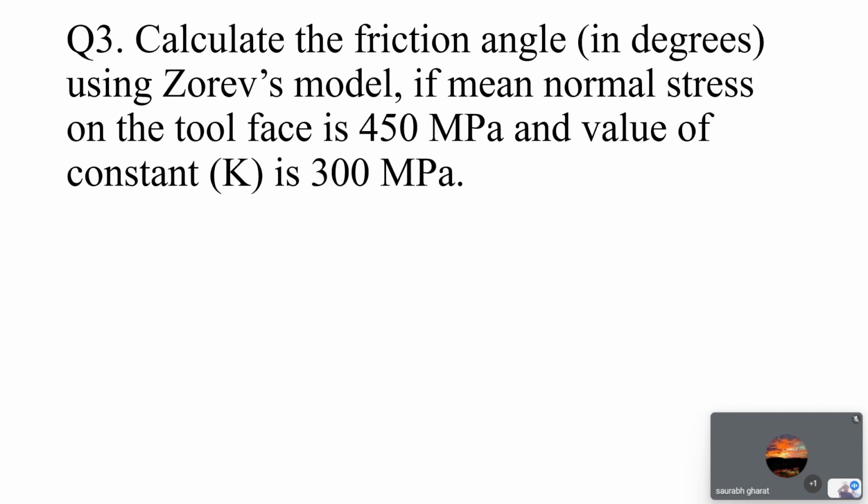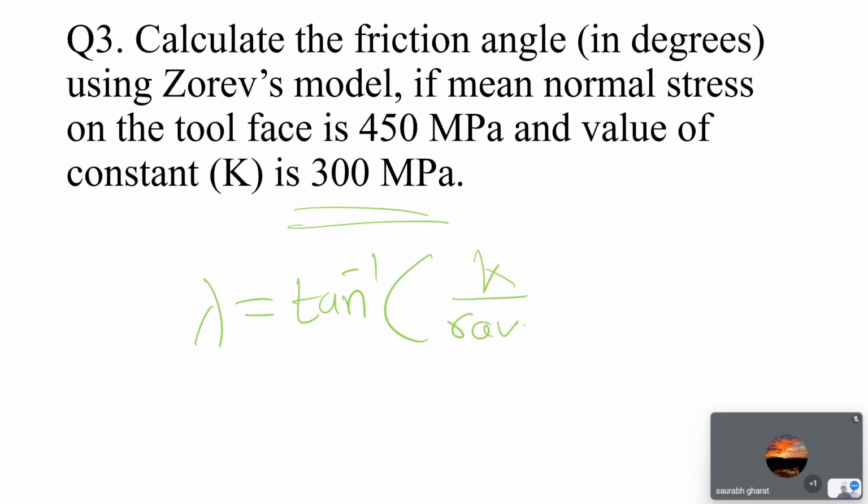Calculate the friction angle in degrees using Zorev's model, if the mean normal stress on the tool face is 450 megapascal and the value of constant K is 300 megapascal. From Zorev's model, the friction angle is tan inverse of K by sigma average. Sigma average is 450 megapascal and the constant is 300 megapascal.